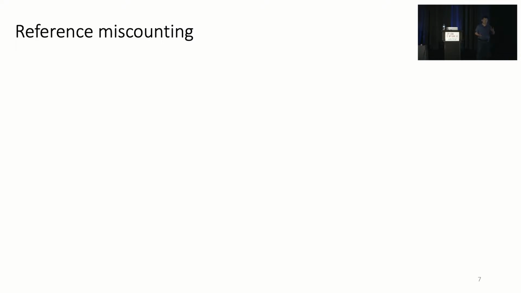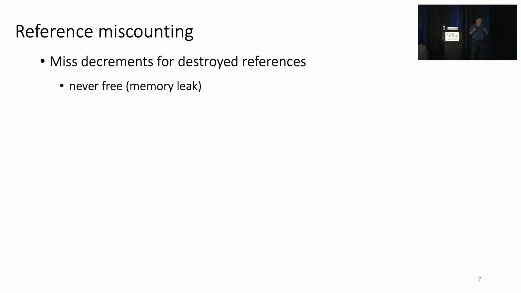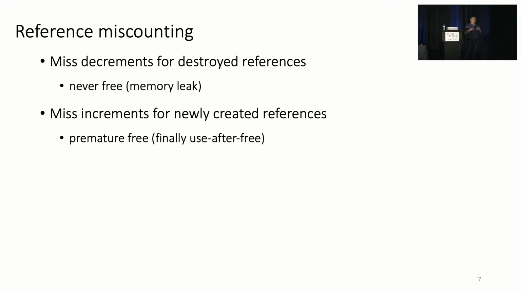There are two types of miscounting. In the first case, programmers may forget to decrease the counter when they destroy a reference. In this case, the memory can never be released. This is going to cause a memory leak issue. On the other side, programmers may forget to increase the counter when they create a new reference. In this case, the value of the counter cannot reflect the real number of uses in memory of this object. And this will lead to premature free and finally use of free bugs.